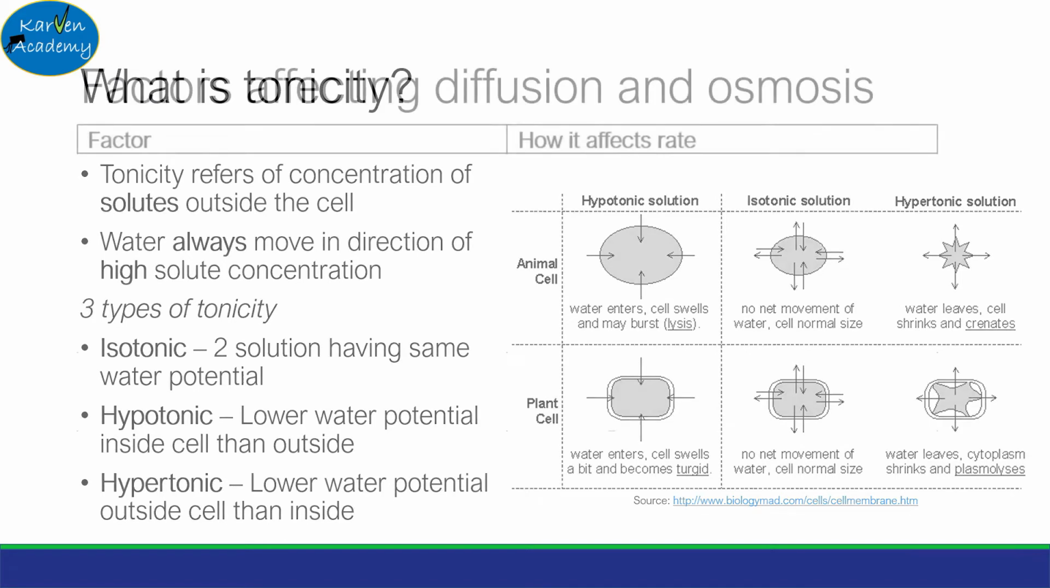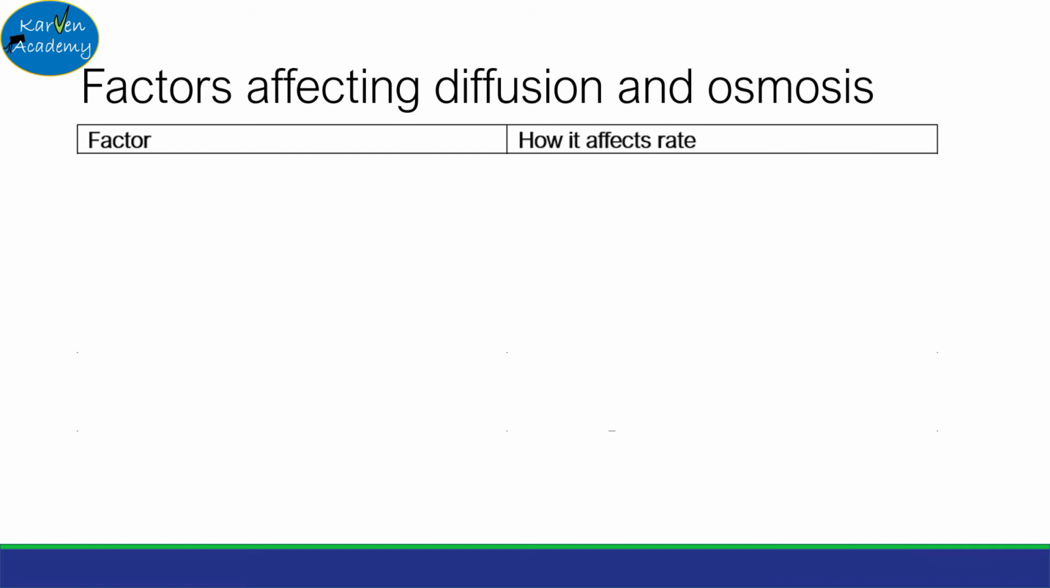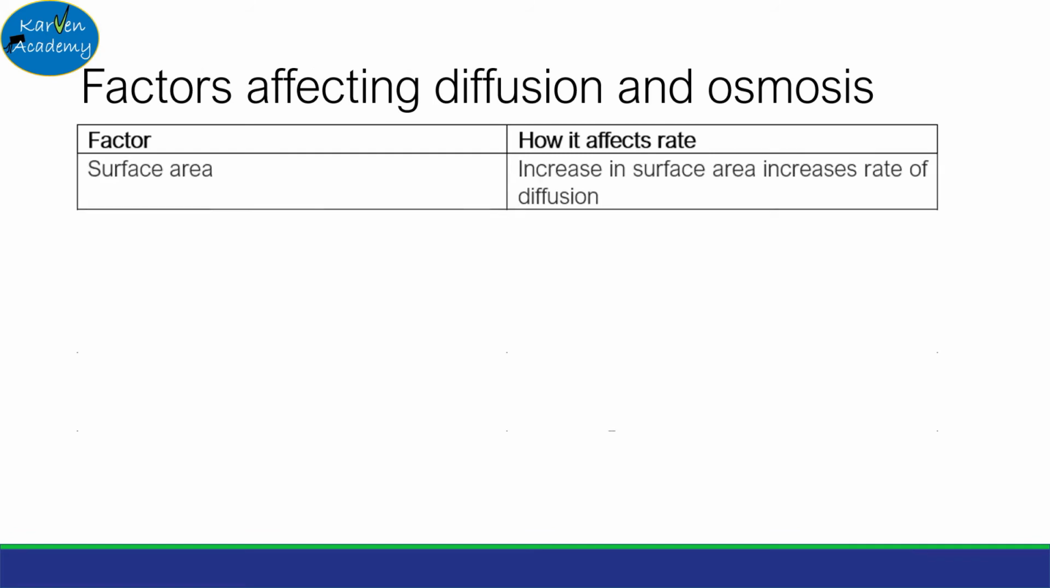Hope that made sense. Now let's look at the factors affecting the rate of diffusion and osmosis. Firstly, we have surface area.